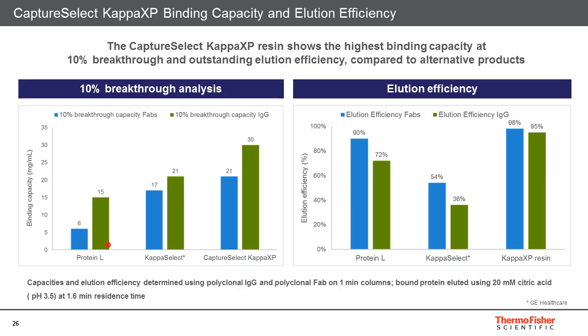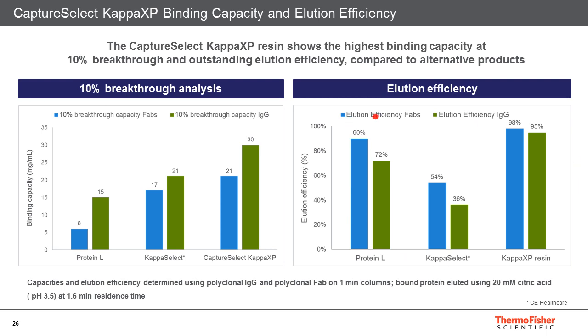So here you can see a competitive analysis of protein L, CaptureSelect, sold by GE, containing a CaptureSelect ligand, and the improved CaptureSelect Kappa XP. This is a 10% breakthrough analysis on polyclonal IgG. And what you can definitely see is that CaptureSelect Kappa XP has got the highest capacity for both Fabs, in this case the blue bar, as well as the green bar, human monoclonals.